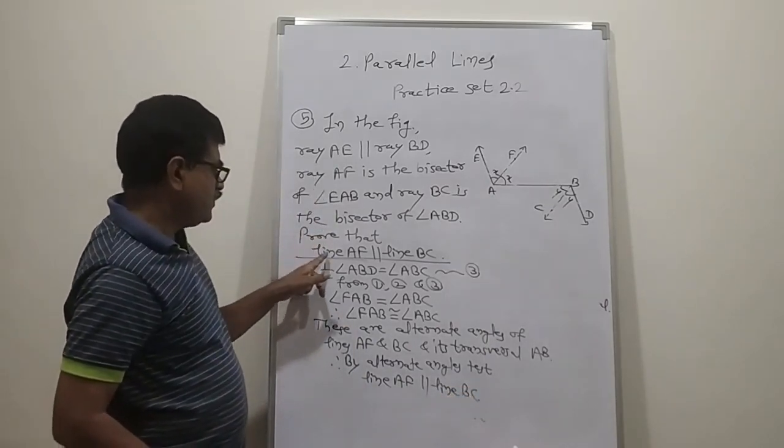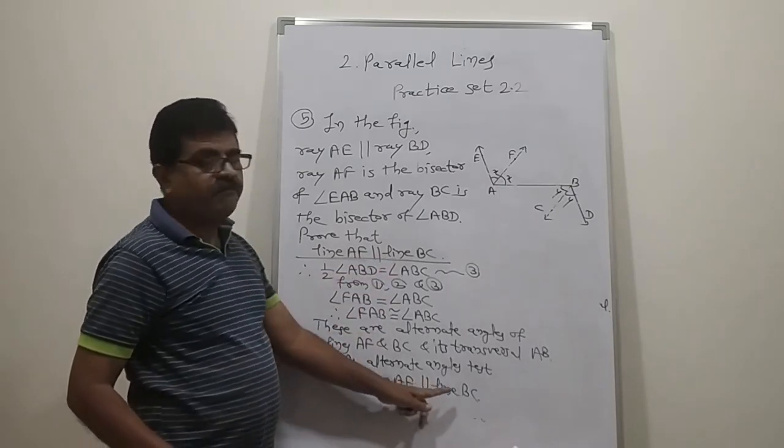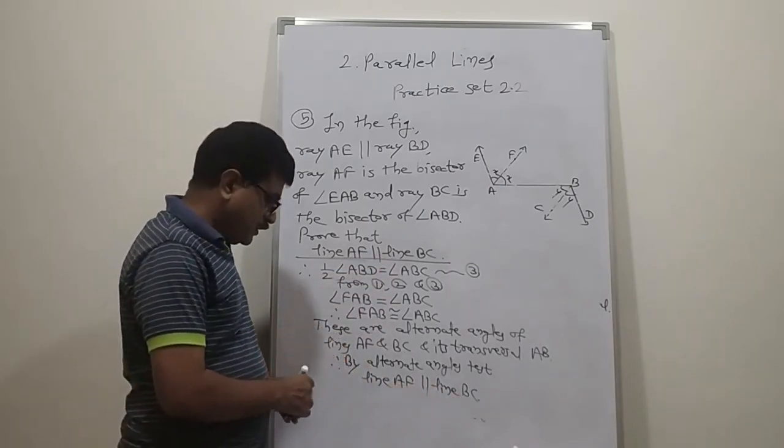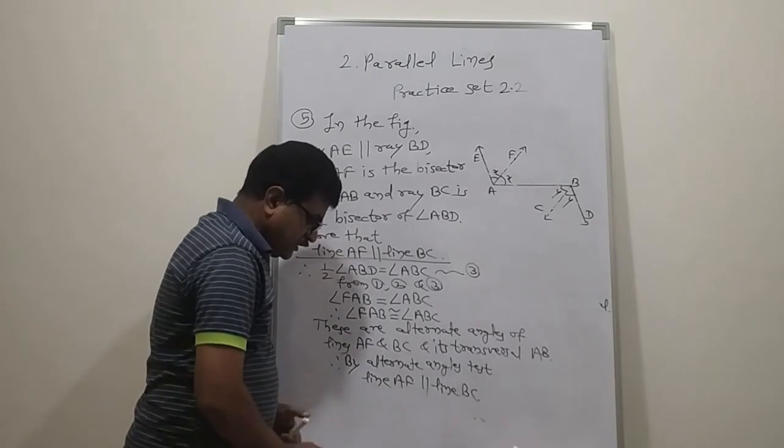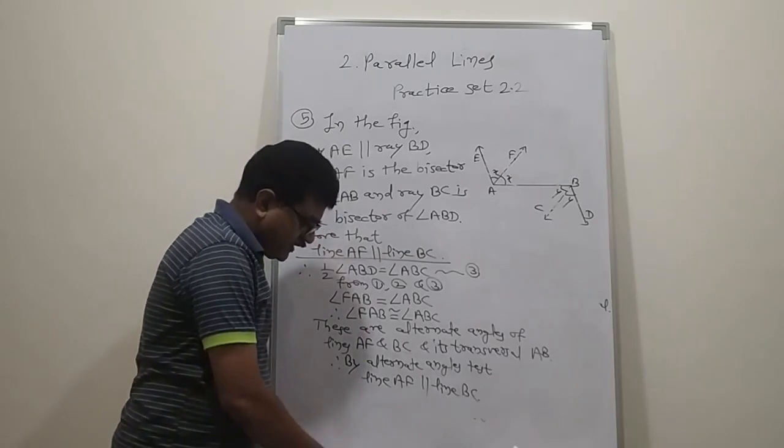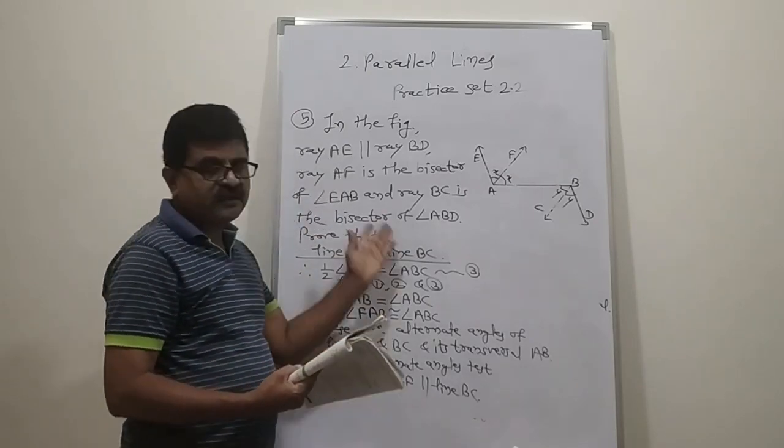This is the way to prove line AF is parallel to line BC. Now similarly, the sixth example in this practice set we can solve in the same way.